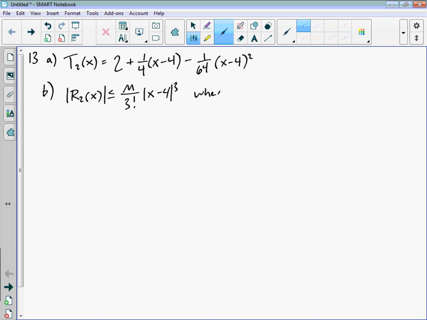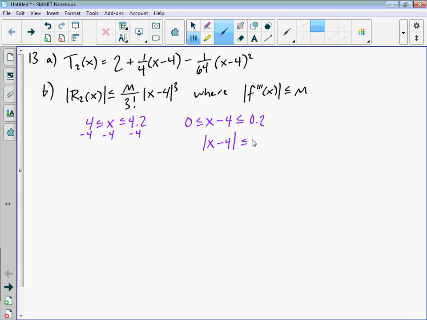And it was where the absolute value of the third derivative is less than or equal to m. Okay, and then we were going from 4 to 4.2, and this is what we had talked about yesterday. So if we're trying to get this to be absolute value of x minus 4, we have to subtract 4 from all of the pieces. So then we're going from 0, and x minus 4 is in the middle, and then we're going up to 0.2. So the absolute value of x minus 4 is always less than or equal to 0.2.